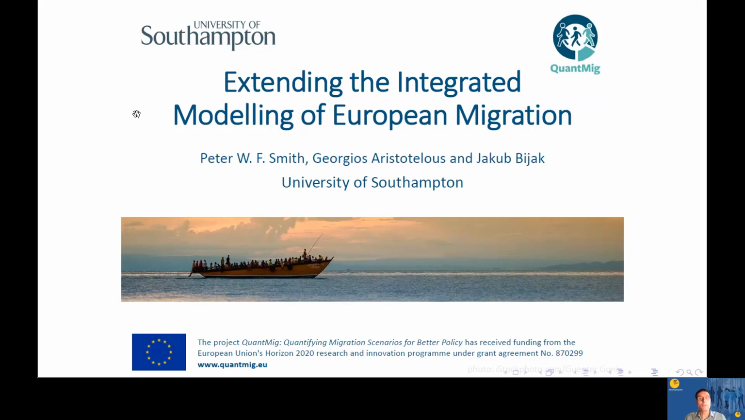I'm Peter Smith from the University of Southampton, and this presentation is submission number 72 and is titled Extending the Integrated Modelling of European Migration. This is joint work with colleagues of mine at the university, Georgios Aristotelous and Jakub Bijak. It is being undertaken as part of Work Package 6 of the Quantifying Migration Scenarios for Better Policy project, QuantMig for short, which has received funding from the European Union's Horizon 2020 Research and Innovation Programme.